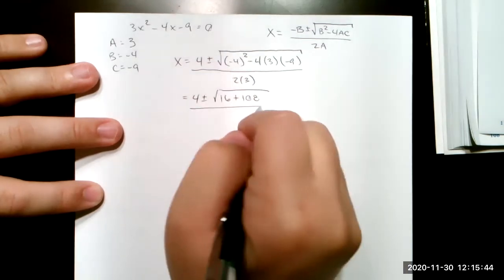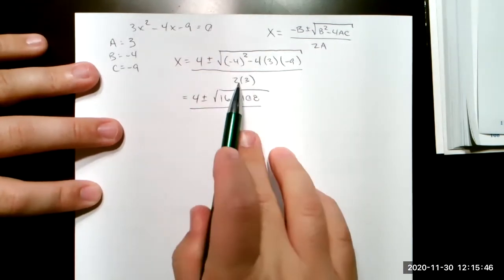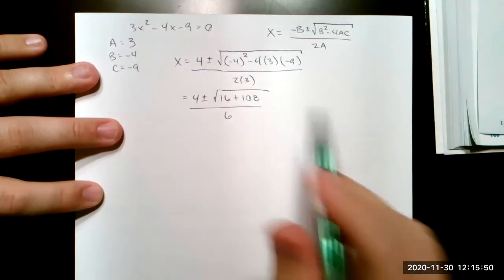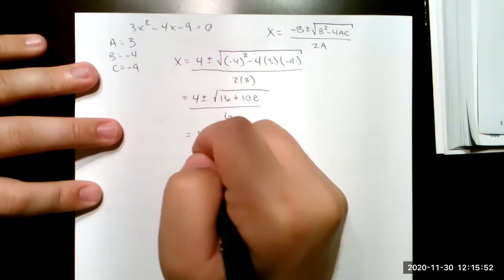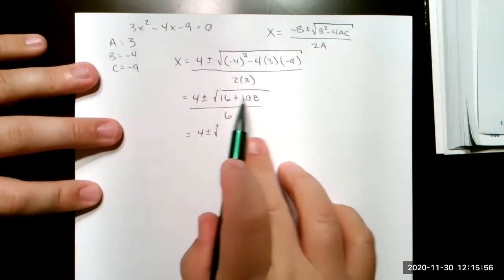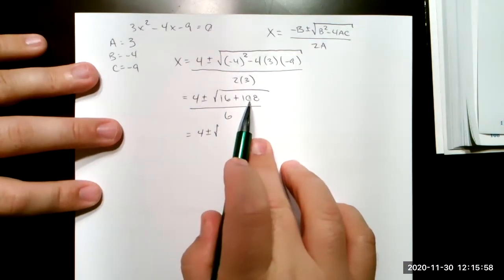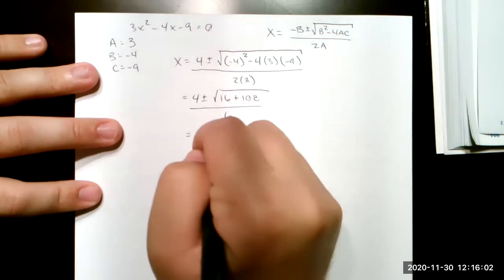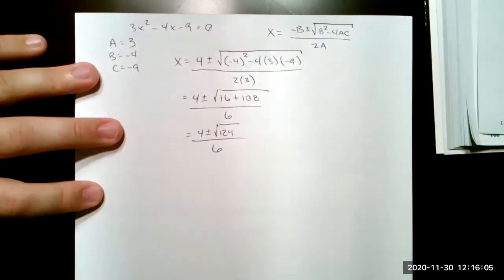And then I guess I can go ahead and simplify the bottom. That's pretty easy. 2 times 3 is 6. I'll simplify that radicand a little bit further. So I'll leave that as 4 plus or minus the square root. 16 plus 108 is 124.